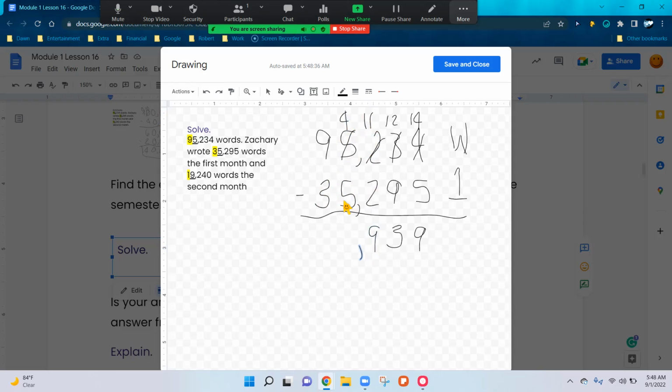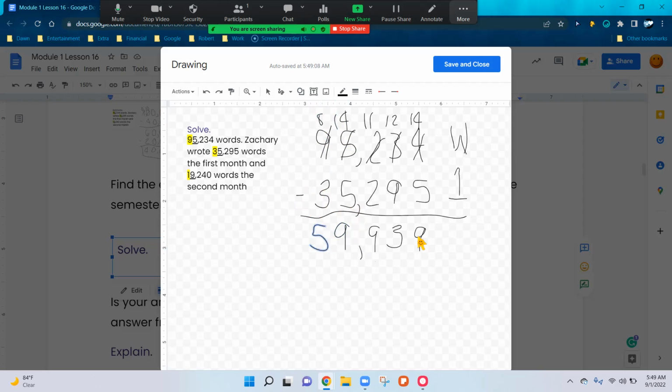And then I do 4 take away 5, right? I need to regroup again. So I'll take 1 from the 10,000, so that becomes an 8. And now I take that 1 ten-thousand, turn it into 10 thousands, and add it to the 4 thousands I have, and 10 plus 4 is 14. Now I do 14 minus 5, which gives me 9. And then 8 minus 3, which gives me 5.